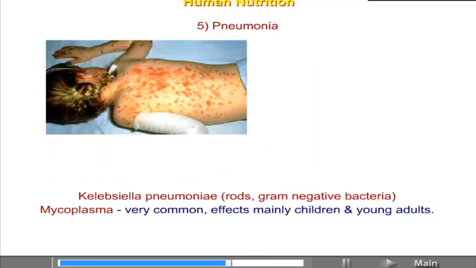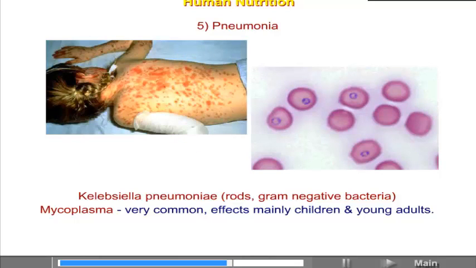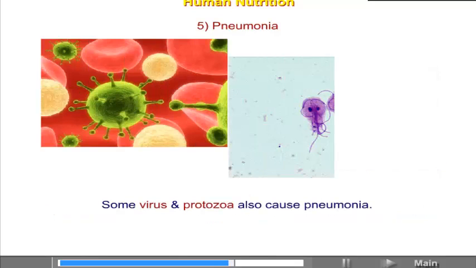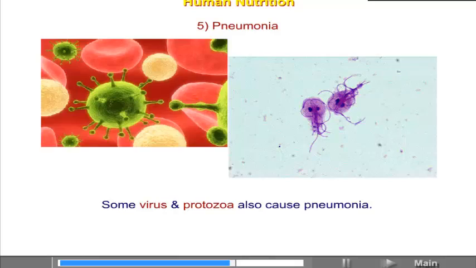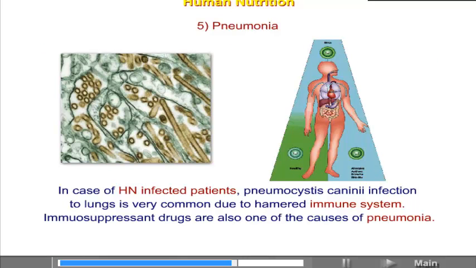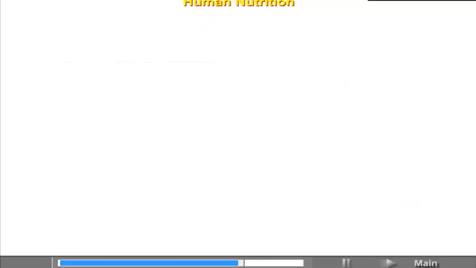Mycoplasma, very common, affects mainly children and young adults. Some viruses and protozoa also cause pneumonia. In case of HIV-infected patients, Pneumocystis jirovecii infection of lungs is very common due to hampered immune system. Immunosuppressant drugs are also one of the causes of pneumonia.